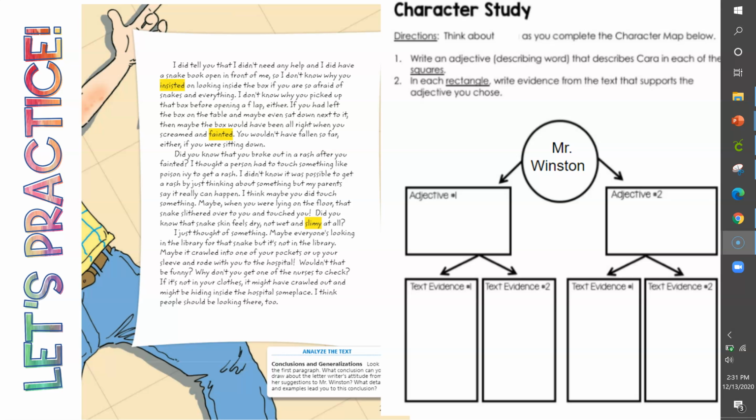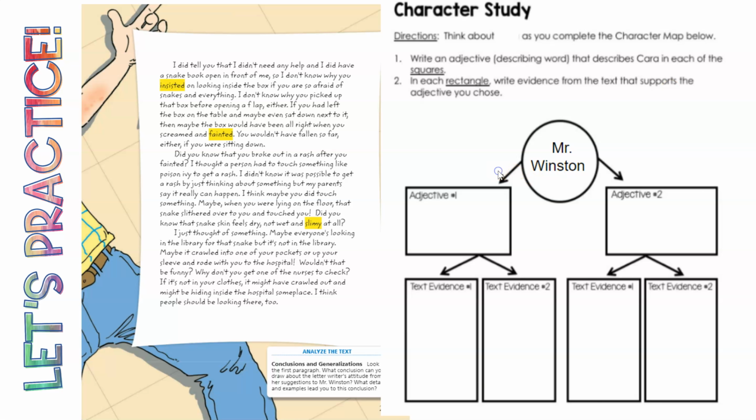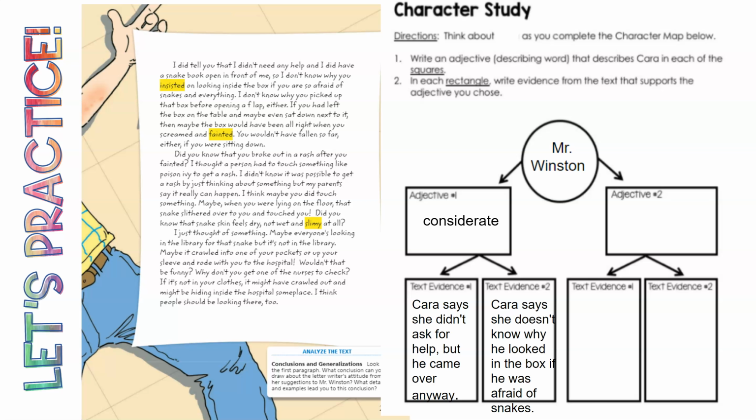This is how I would describe Mr. Winston. He's considerate. And I know this because Kara says she didn't ask for help, but he came over anyway. That shows consideration and wanting to help others. Another piece of text evidence to support this character trait is that Kara says she doesn't know why he looked in the box if he was afraid of snakes. I mean, he did see that snake booklet there. He looked in the box to see if there's any way that he can help her.